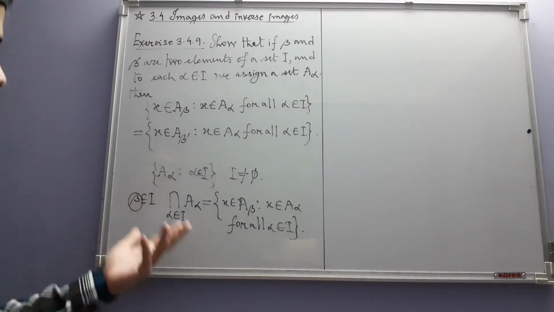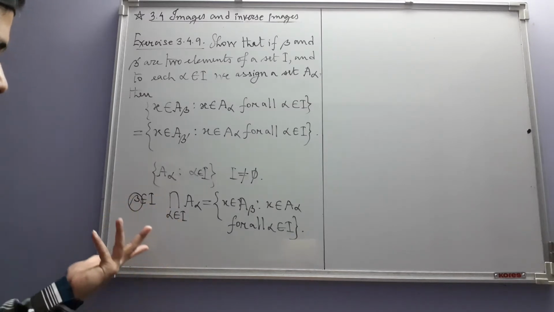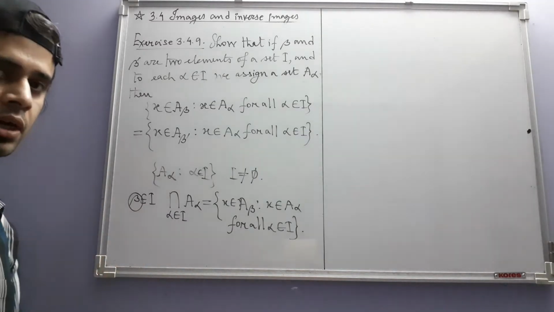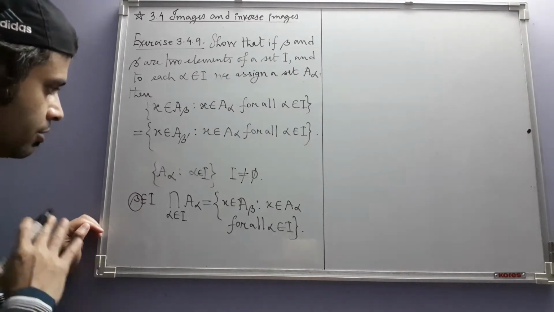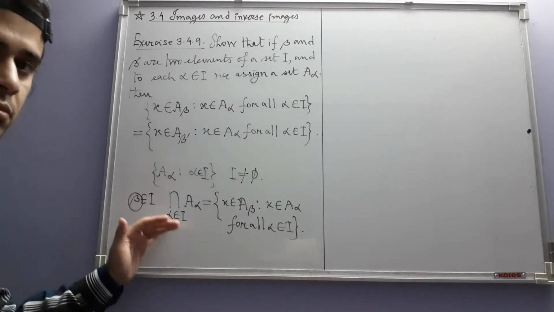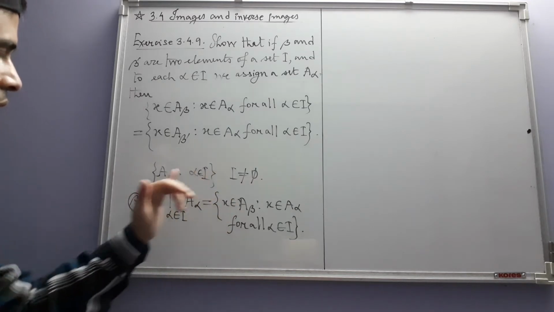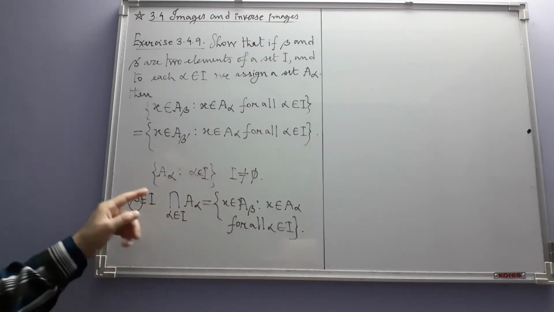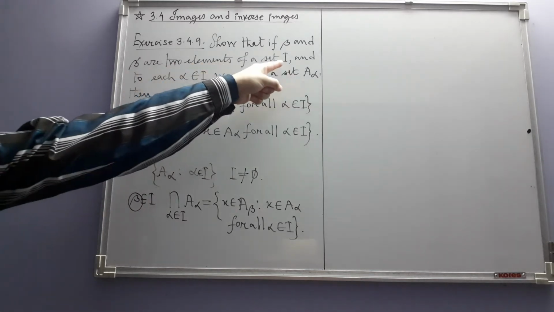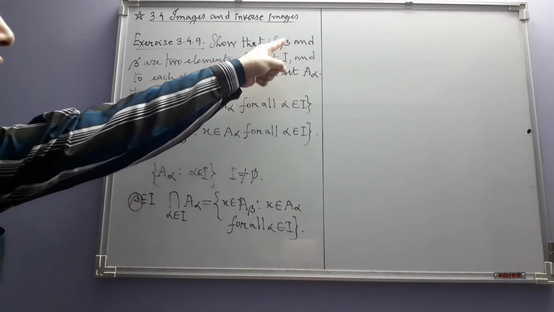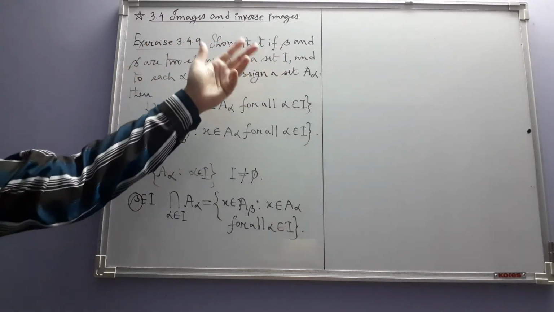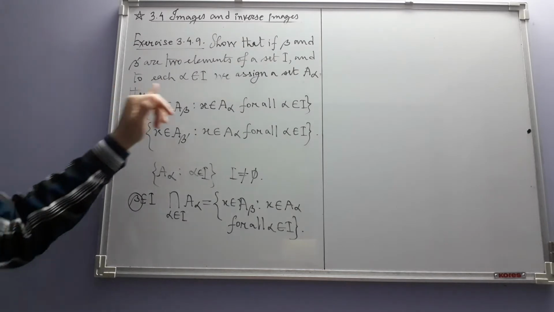What happens if we choose another label? Shall we get a different intersection? Because then the concept will not be well defined. Fortunately, that is not the case. We will have the same set irrespective of our choice of the label, and that's what we have to show here. So we are given an index set, and we have chosen two labels, beta and beta prime, not necessarily different.